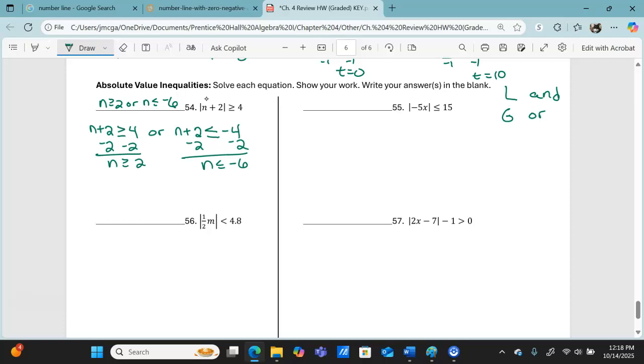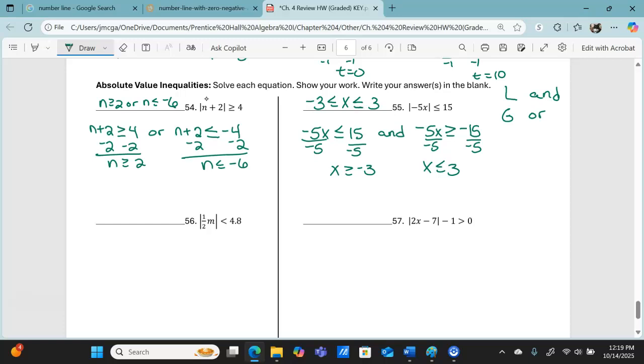I am isolated on my absolute value, so here I start. Guts of the absolute value less than or equal to 15, and guts of the absolute value, change the direction of the inequality, change the sign of your answer. Divide by negative 5. X is greater than or equal to negative 3. I changed the direction of my inequality there because I divided by a negative. X is less than or equal to positive 3. So this is a trapped region between negative 3 and 3. And they both have or equal to on them.